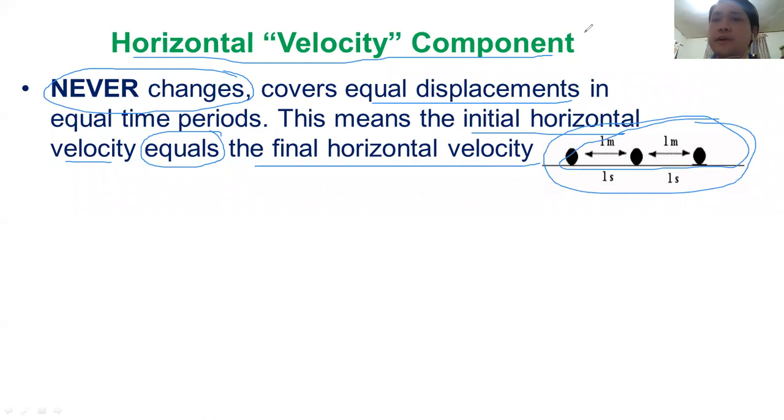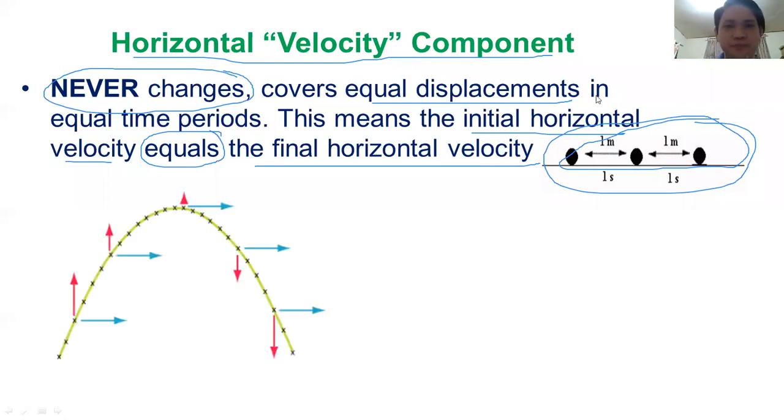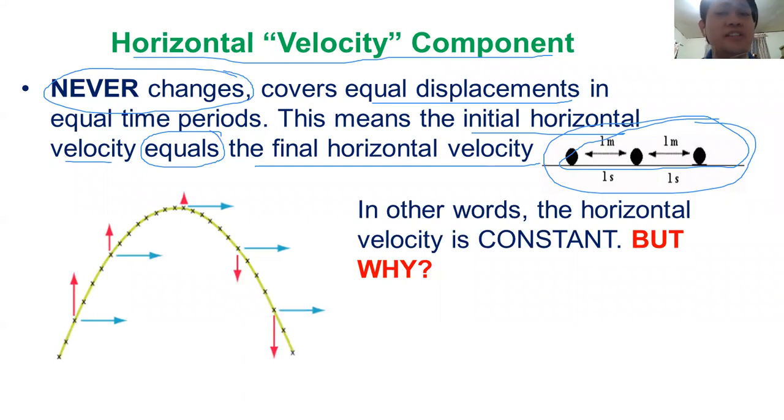Okay, so are you still okay? I hope you're still okay and you can still follow. I guess you can follow about this. So in other words, class, the horizontal velocity is constant. But why? Why do you think it's constant?